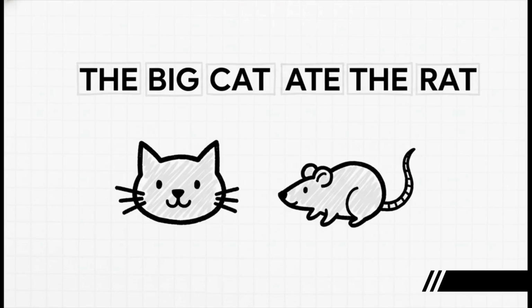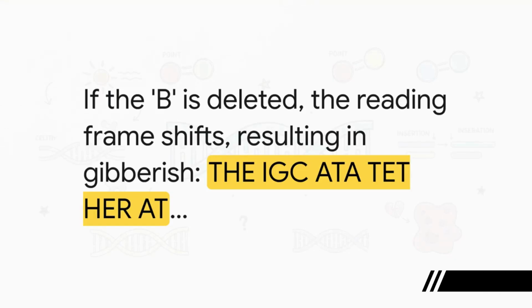Let's use an analogy to make this crystal clear. Imagine your genetic code is this simple sentence: the big cat ate the rat. Your cell reads it in groups of 3, and it makes perfect sense. But now, look what happens if we just delete the letter B. The whole reading frame shifts. Now the cell reads the, then IGC, then ATA, then TET. It's complete nonsense from that point on. And the result? A completely non-functional protein. That is the key outcome you have to write in your exam answers.